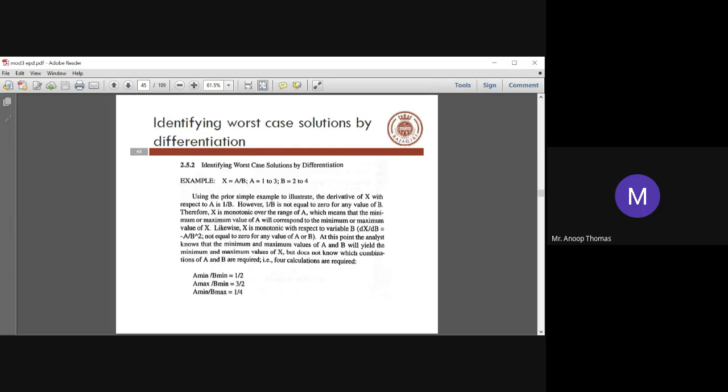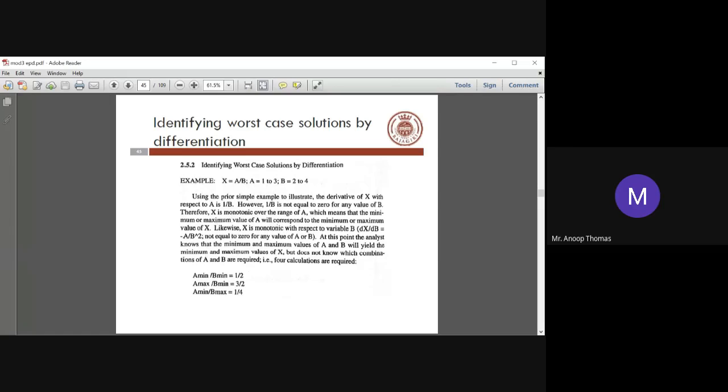At this point, the analyst knows that the minimum and maximum of a and b will yield the minimum and maximum of x, but does not know which combination of a and b is required. That is, 4 calculations are required. So from this analysis, even though by inspection we have done the analysis, this is a simple case. This is to make things clear.